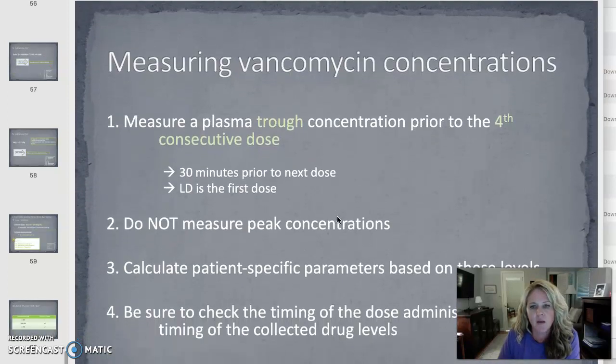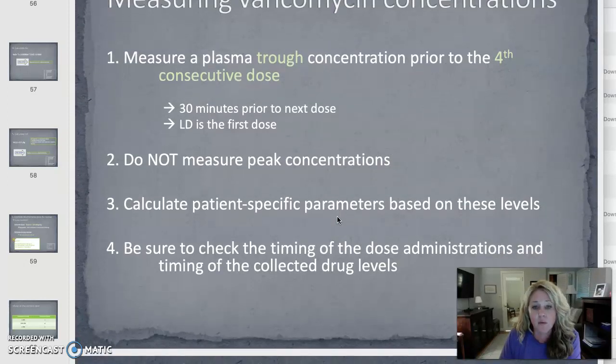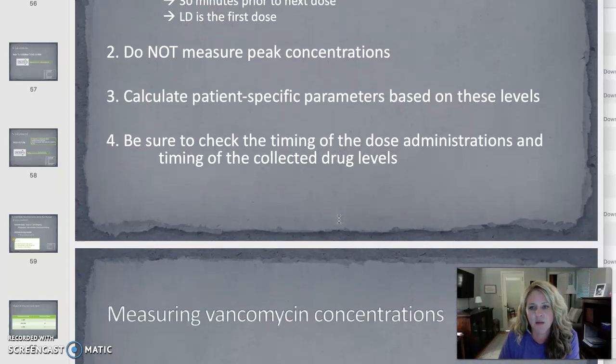Okay. So we measure a trough prior to the 4th dose, and we do that 30 minutes before the dose is due, and we consider the loading dose to be the 1st dose. Okay. We don't dose vancomycin in the traditional way. We don't use peak concentrations, and we use the patient-specific parameters based on those levels.